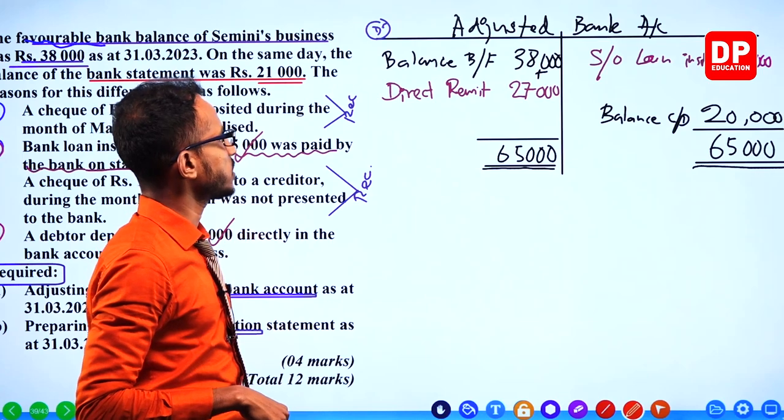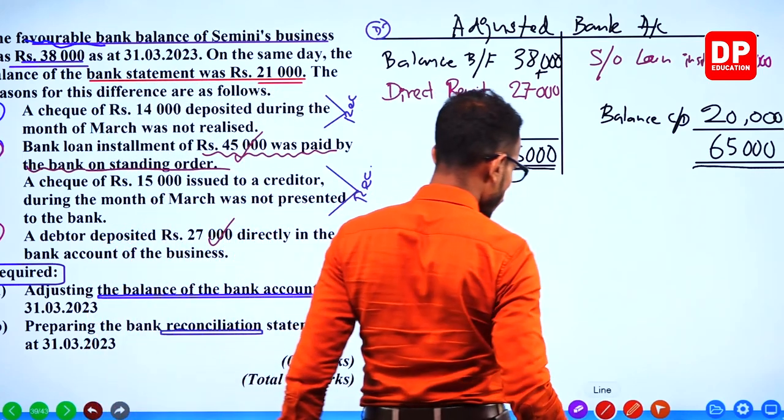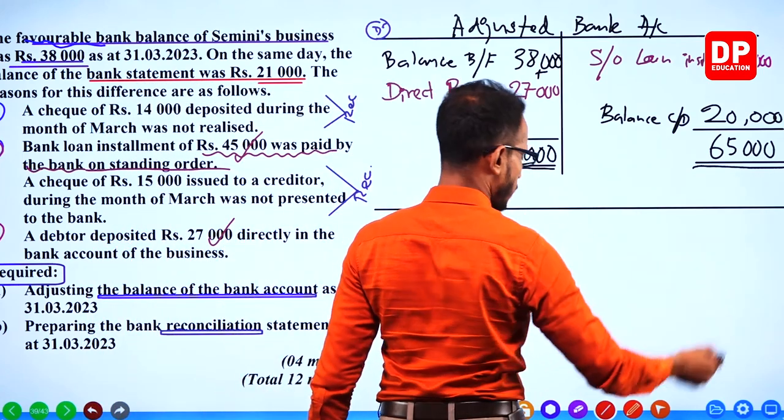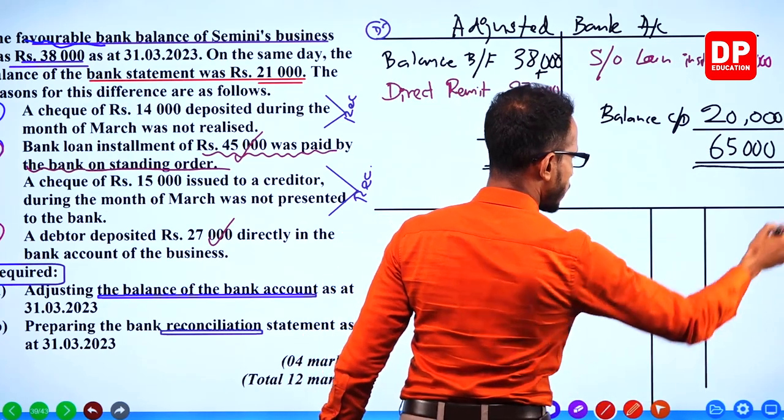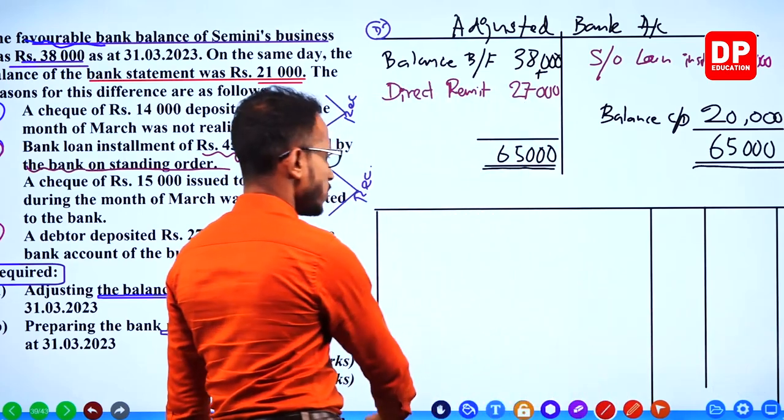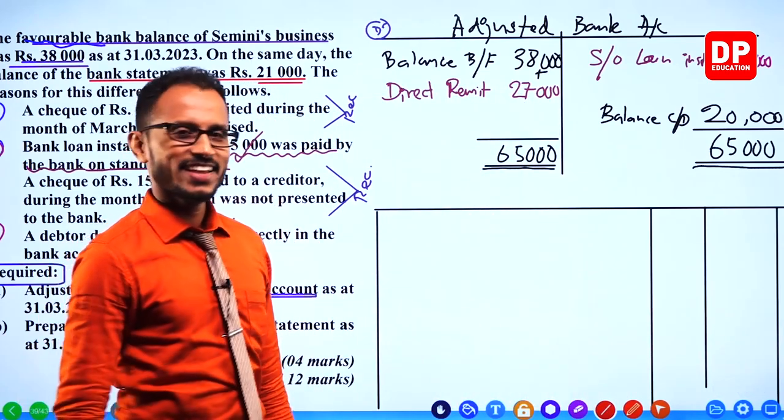All right, here we go. We are done with the adjusted bank account. Now we have the bank rec to prepare. Let's prepare the bank rec. It's going to be great and it's looking very good. Everything is so straight.